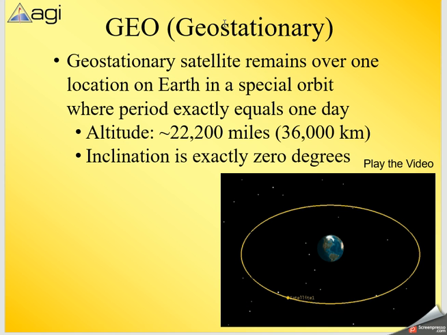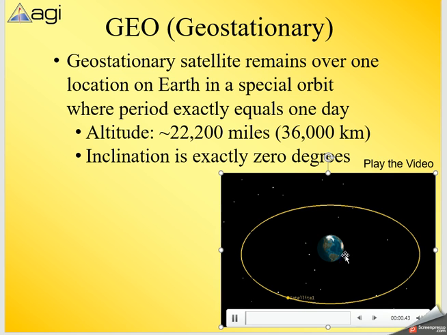There's geostationary. Geostationary satellites remain over one location on Earth in a special orbit where the period exactly equals 1 day. The altitude is about 22,200 miles. Inclination is exactly 0 degrees. So this has the same period. As the Earth rotates, the satellite rotates with it. So it takes a picture of the same place all the time. It's always looking at that same location there.